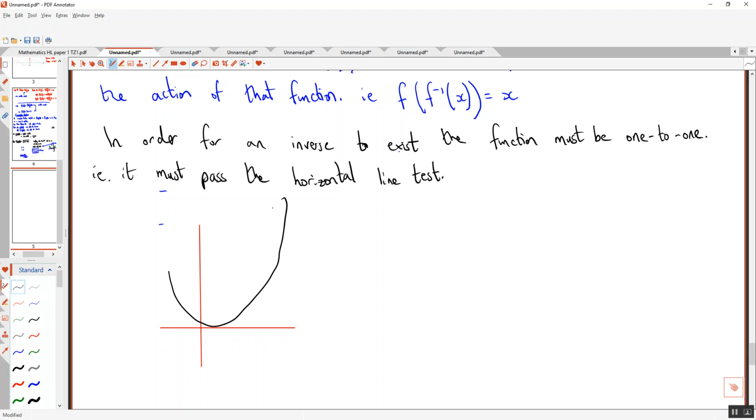First off, is this a function? Yes, because it passes the vertical line test. If I was to draw a vertical line, it only cuts it once, so it passes the vertical line test. It is a function. Now, does it have an inverse? No, because it's not one-to-one, and it fails the horizontal line test. You draw a horizontal line, it's cutting it twice. So yes, it's a function, but it doesn't have an inverse, because it's not one-to-one.